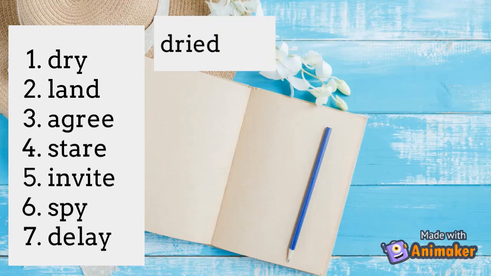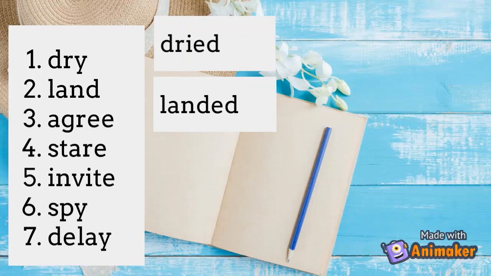Number 2, land. What is the simple past tense form for land? Yes, we have to plus ED. Okay, so it becomes LANDED, landed.